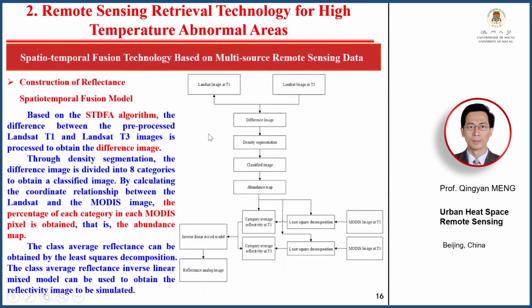Also, we know that in infrared remote sensing, sometimes we have high spatial resolution but low temporal resolution. Sometimes we have high temporal resolution, for example MODIS, but the spatial resolution is very poor.